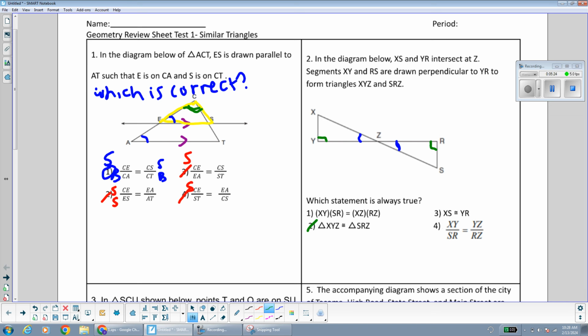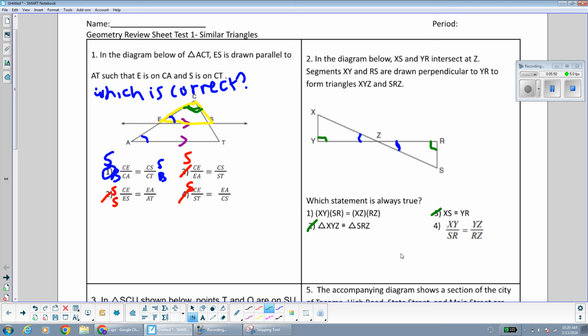Oh, wait. I can also say goodbye to answer choice number 3 because I don't know anything about the sides, so I won't be able to tell that XS is congruent to YR. So let me get rid of that. Goodbye to that one. Now this made it really easy. I'm talking about similar triangles here, so either this proportion is correct or this product is correct. Let's check it out.